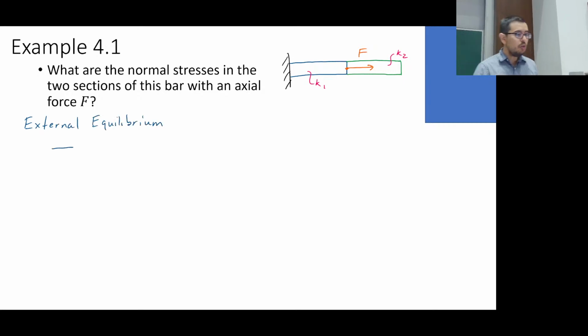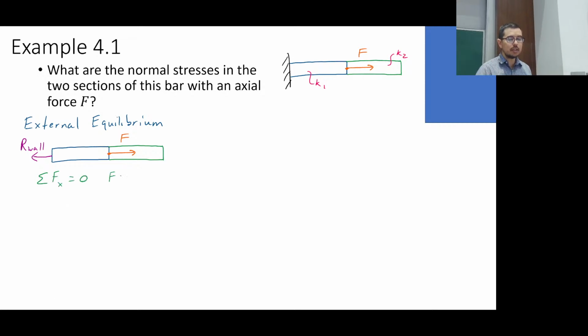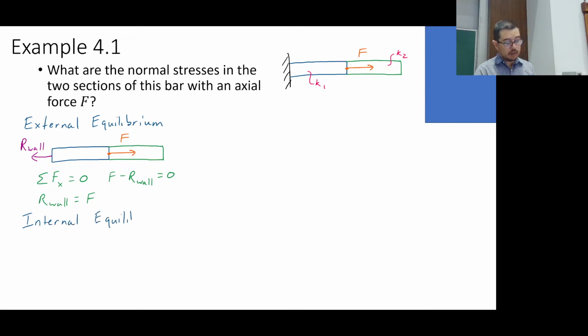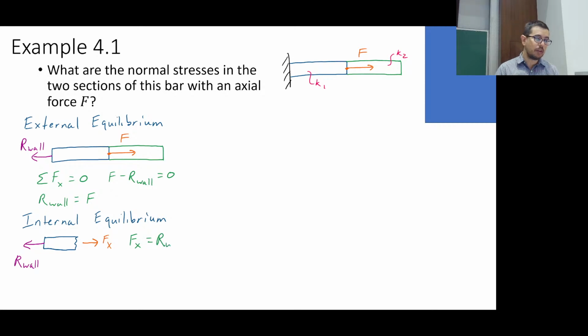Okay? So if we're looking at external equilibrium, that's usually the first step. We'll say, okay, there's a force acting at this location, and there's got to be a reaction force from the wall. And we have a summation of the forces in x equal to 0, so F minus R wall equals 0, so I know that R wall is equal to F. And we now do a slice, we do internal equilibrium, and we say, all right, so what's going on inside here? We have R wall, and we have some internal force, we'll call F sub x. And F sub x has got to be equal to R wall, which is equal to F. So that's a force.